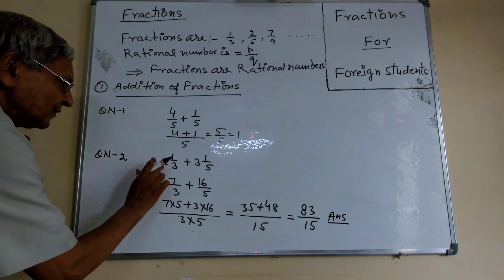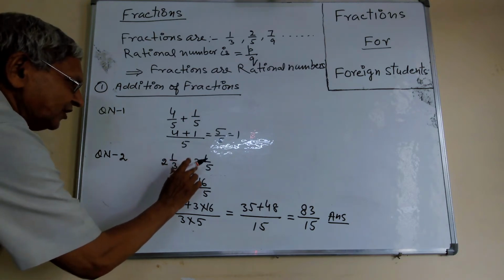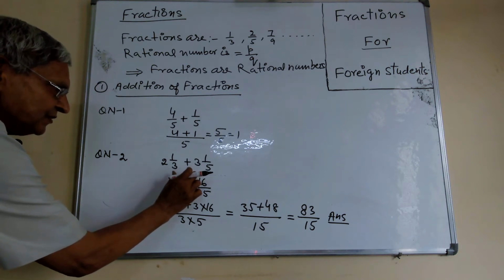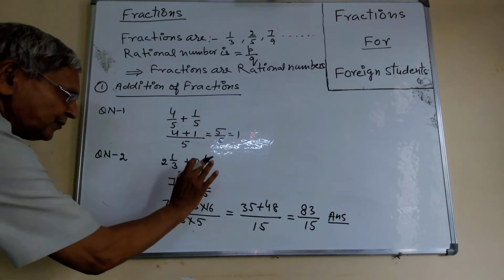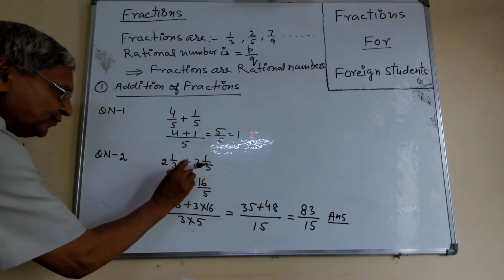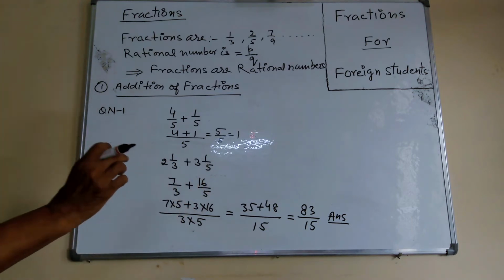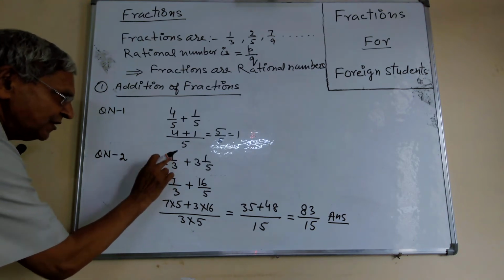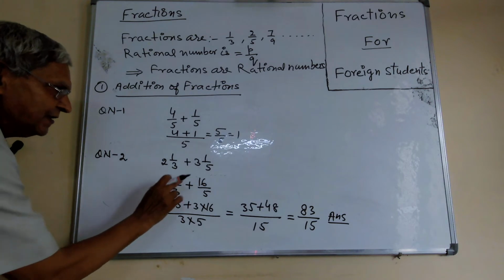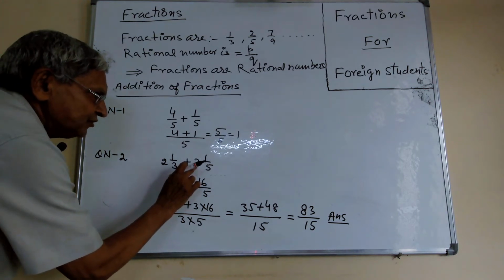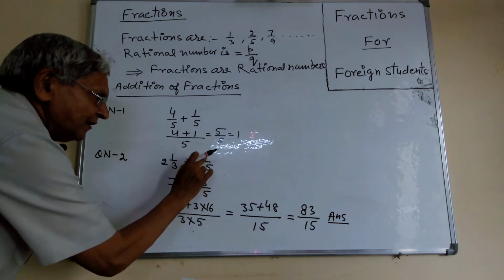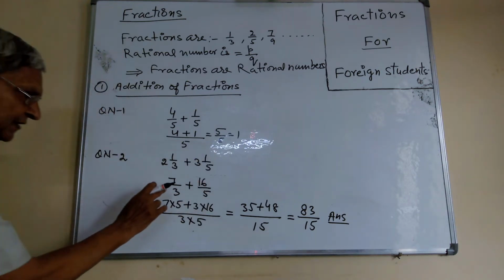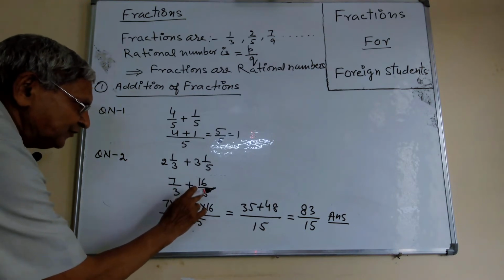Second question, 2 1 by 3 and 3 1 by 5. These are the complex fractions. These fractions are not in proper form. We have to make these fractions proper. How will you make them? You have to multiply 2 into 3, 6, add 1, 7 by 3. Again, 3 into 5, 15, add 1, 16 by 5. So 7 by 3 plus 16 by 5.